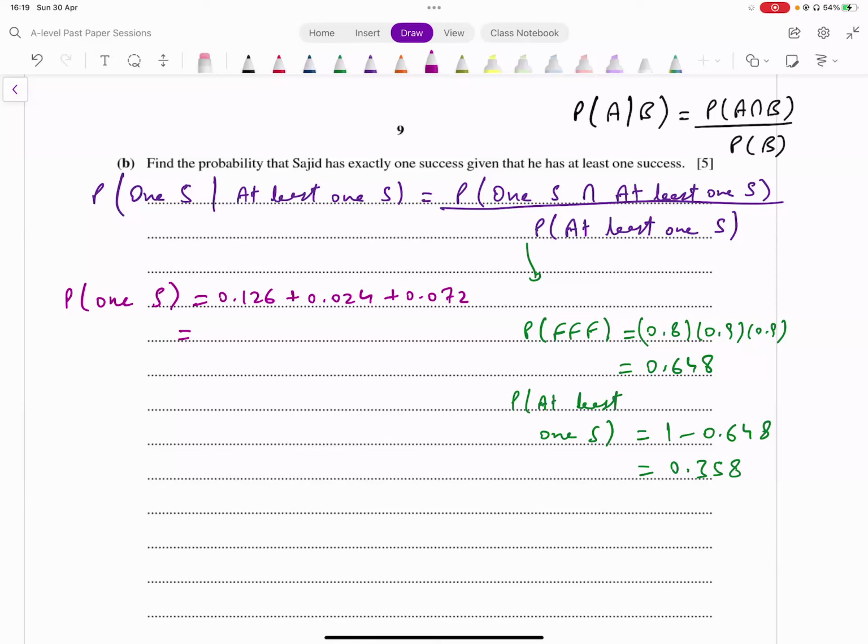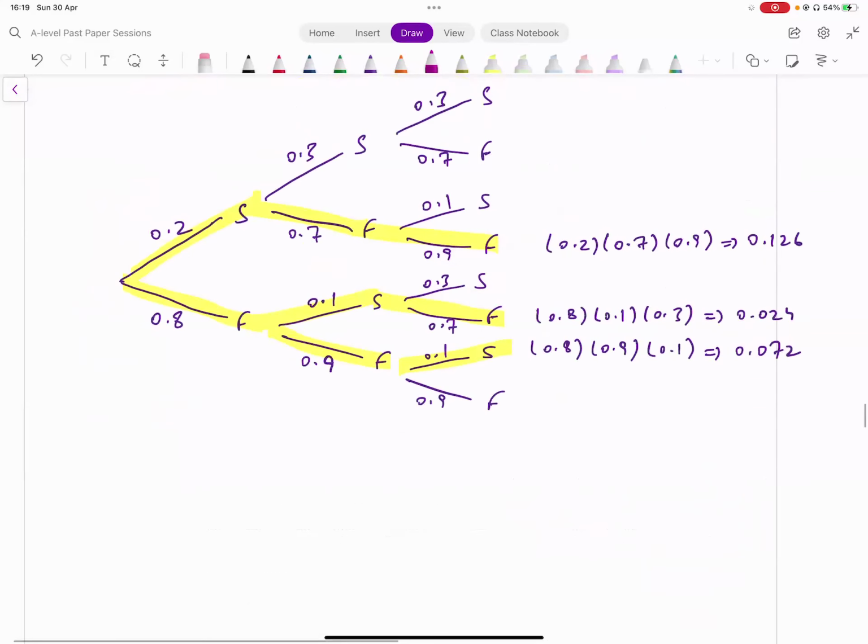ओके, ये calculation को दोबारा check कर लें. 0.8 into 0.1 into 0.3. I'm sorry, I'm doing a lot of careless errors today.